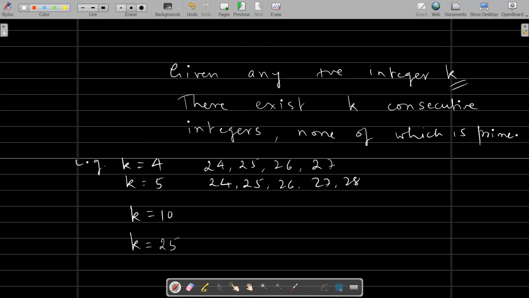Will it always start with 24, sir? Which one will start with 24? So you said that k is equal to 4. So you had four numbers written: 24, 25, 26, and 27. So will it always start at 24? Will it start with some other number also? No. It may start at any other.